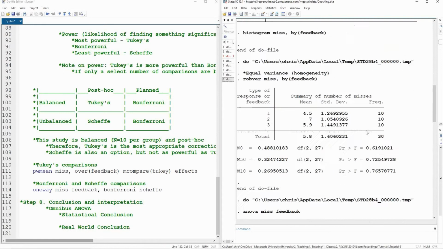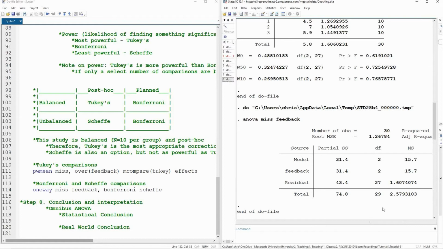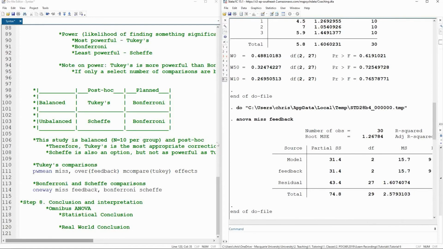Where was our ANOVA? There it was. Okay. And I'm not going to be able to get it all in, am I?